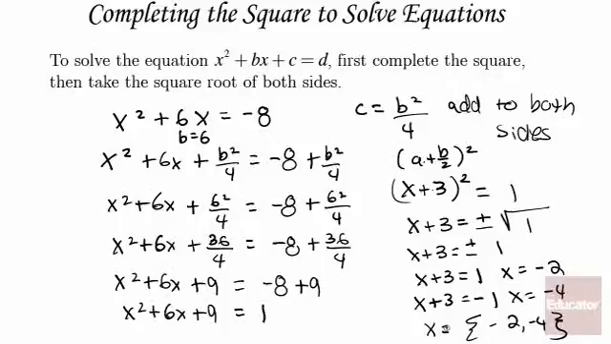Now, this took a few steps, but it is worth it because it's an easy way to solve. So, if you have an expression such as this, get all the variables on the left, complete the square by adding b squared over 4 to both sides, then you have that perfect square trinomial. You just need to factor according to this formula, and then take the square root of both sides.